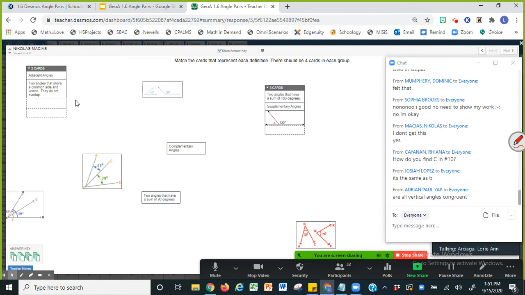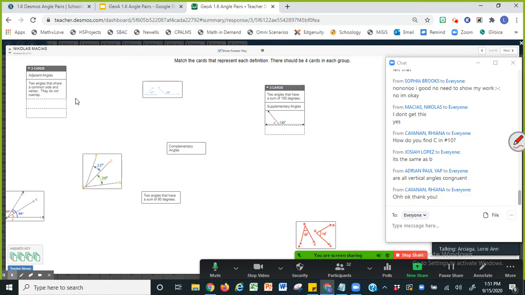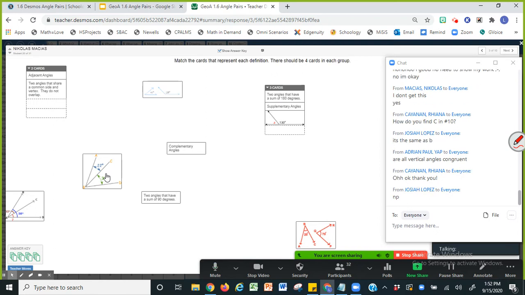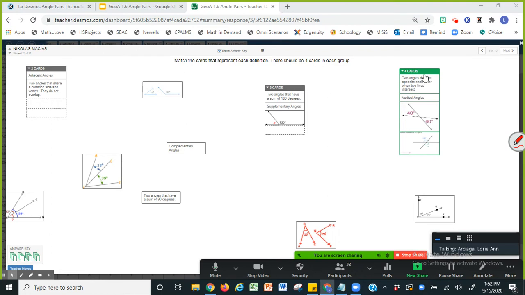So Nicholas, I don't know if that helped a little bit. Let's say, for example, these two angles, when you add them, do they equal 90? If not, as long as they're side by side, then you know that they're adjacent. Okay? And you're looking for four stacks with four cards each. Yep. So far you got one stack complete and done.